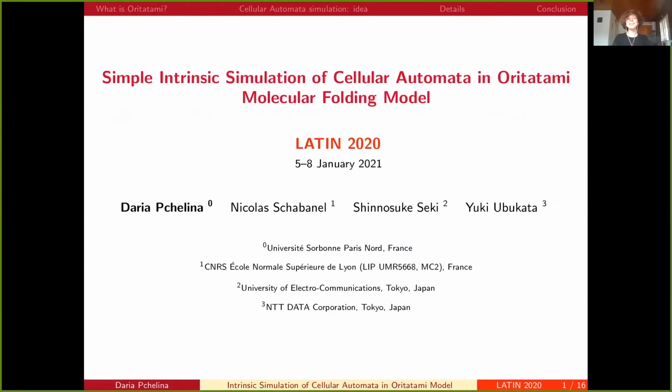Hello everybody, this talk is about our simulation of cellular automata in the Oritatami model. This is a joint work with Nicolas Schabanel, Shinnosuke Seki and Yuki Ubukata.